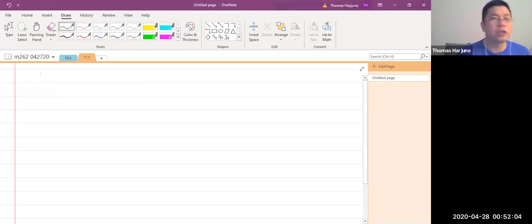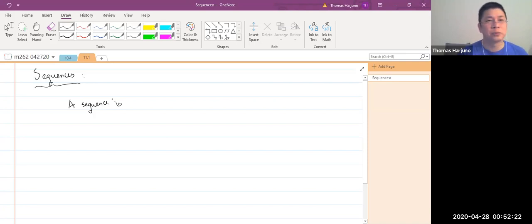Now, in this section, we will learn about sequences. Now, what is a sequence? A sequence is a list of numbers in a certain order, in a definite order. That's the word our textbook uses.